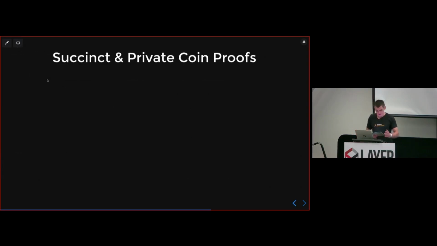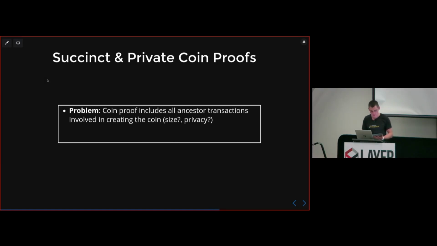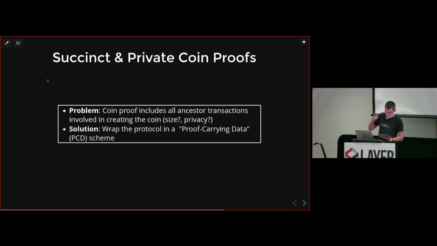Okay, we're now going to have a brief look at how shielded coin proofs become succinct and private, because in our toy protocol right now, the coin proof consists of all ancestor transactions, so its size grows proportionally to the number of transactions, and it reveals the transaction graph to the receiver. Our solution is to wrap the protocol in a proof-carrying data scheme. I'm going to talk about that now.